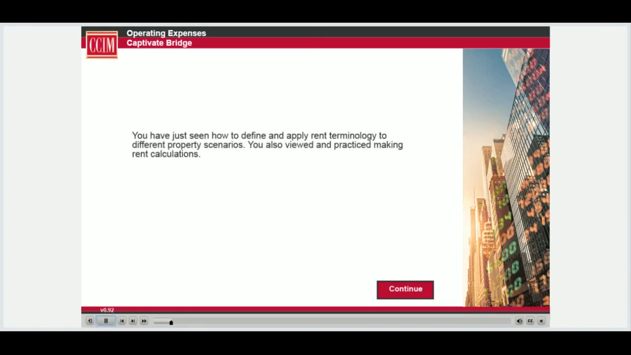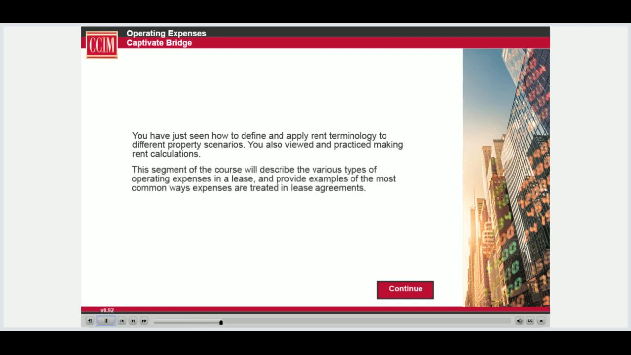You've just seen how to define and apply rent terminology to different property scenarios. You also viewed and practiced making rent calculations. This segment, of course, will describe the various types of operating expenses in a lease and provide examples of the most common ways expenses are treated in lease agreements.